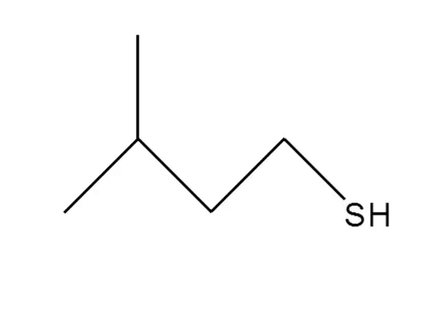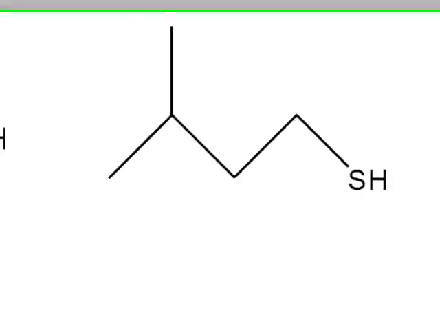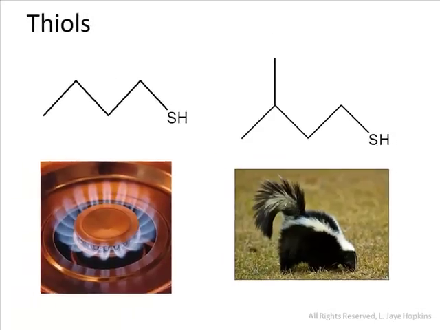Giving the thiol group the priority, we see that there's also a methyl group located on the 3rd carbon. So to name this molecule, I would call it 3-methyl-butane thiol. 3-methyl-butane thiol also has a pretty nasty reputation when it comes to how your nose experiences it, because this is one of the main compounds that's responsible for the smell of a skunk spray. There are other compounds present as well that are also thiols.